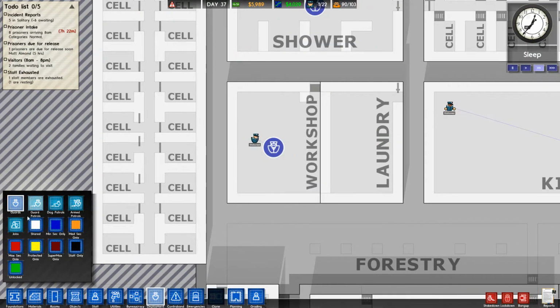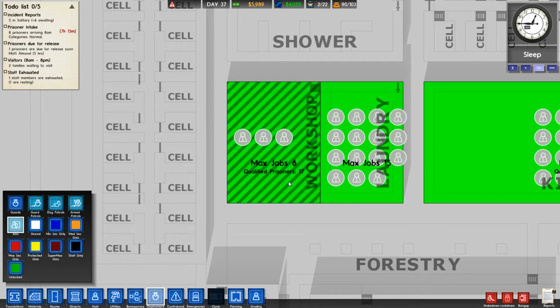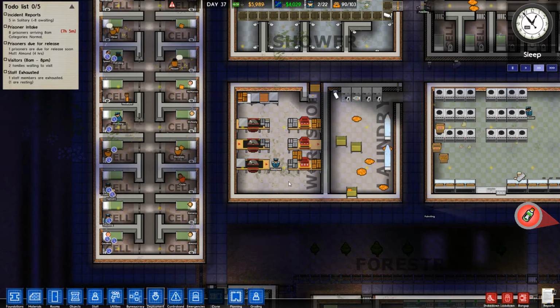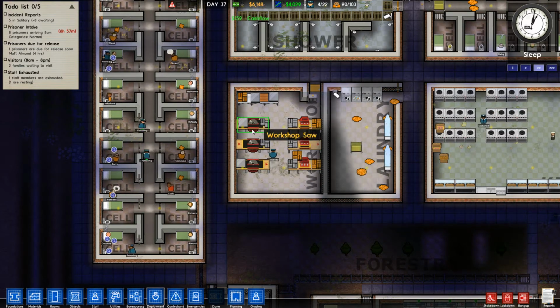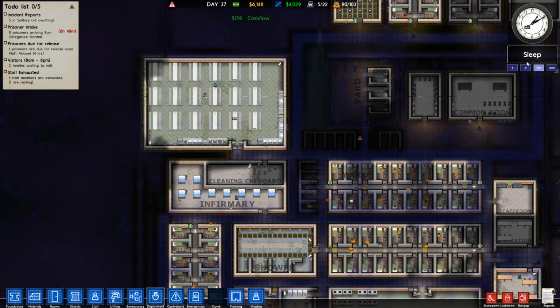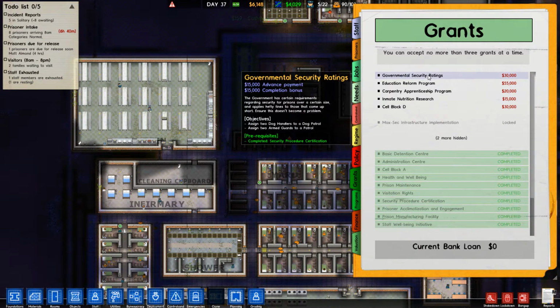I should be able to assign a bit more jobs here. Or not. Great. I can only have 6 people working here, so as many as I have workshops, saws, and presses. Can I get a bit more grants? Government security ratings. Assigned to dog handlers, assigned to armed guards.